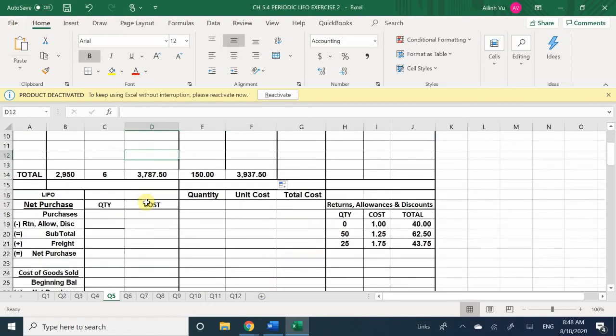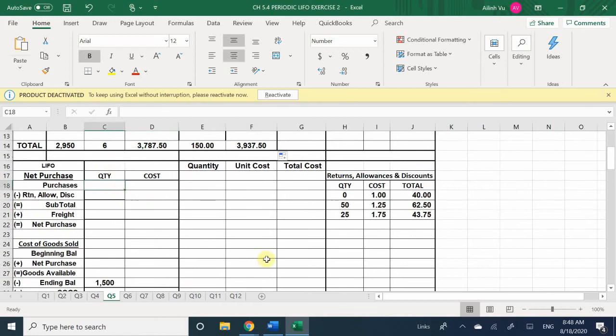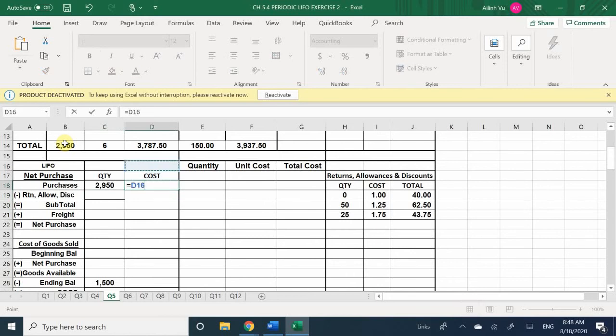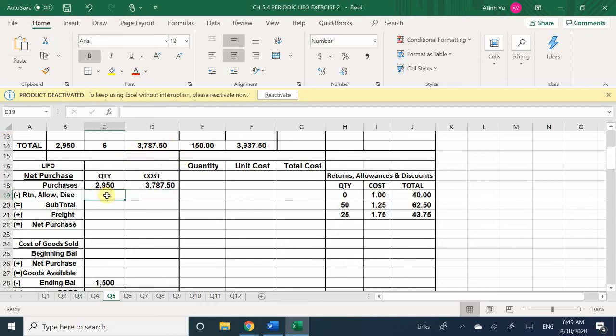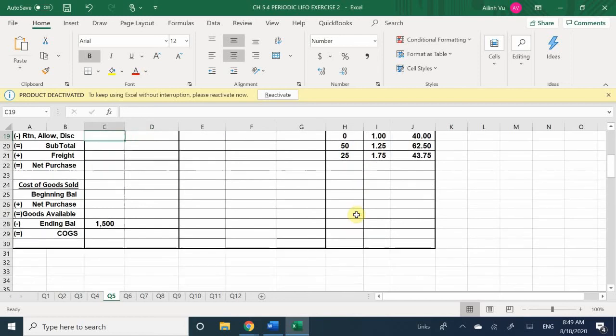All right. Let's plug in our numbers down here. Okay. So we have a total here at this number here. Right? This is our total purchases right here. So we got the total purchases of 2,950 at $3,787.50. We do have some returns and allowances, and let's go ahead and calculate the total here.